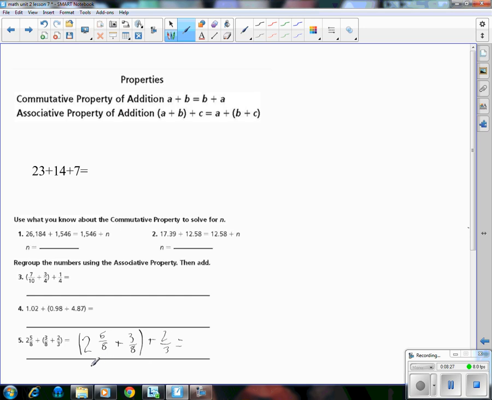So I put my parentheses around 2 5/8 plus 3/8 because we have common denominator in our 8s here. So 5/8 plus 3/8 gives me 1, and we have 2 whole, so that's 3, plus another 2/3, giving me a sum of 3 2/3.